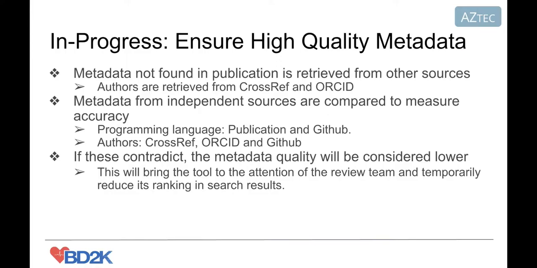And when we identify metadata from multiple sources, we can compare it and verify we have as much matching metadata as possible to show that we have high quality metadata. And if we encounter any contradictory metadata, then that can be flagged and brought to the attention of our reviewers.